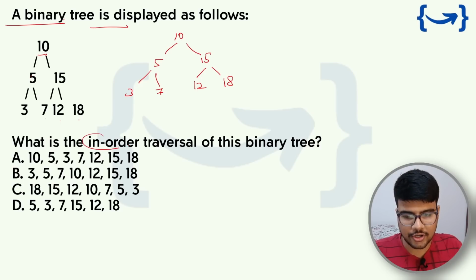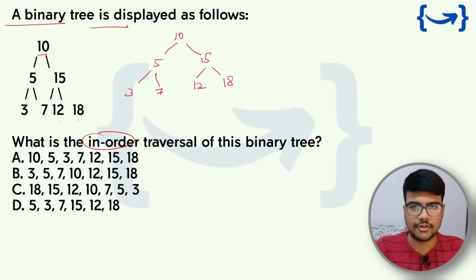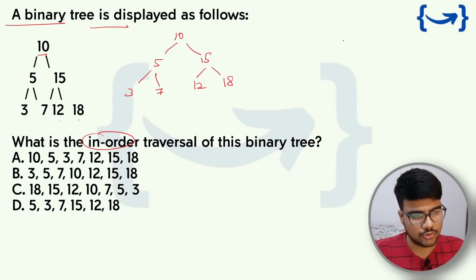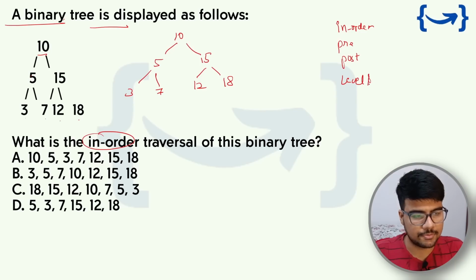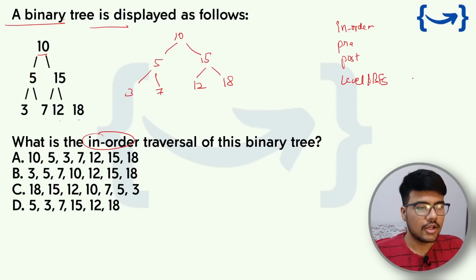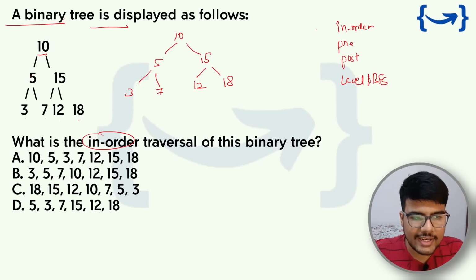Now they're asking us for an in order traversal. In a tree we have a few orders. First is in order, second is pre-order, then we have post-order, and another is level order traversal, also known as breadth first search, which is BFS. Now, what is the format for finding the in order?